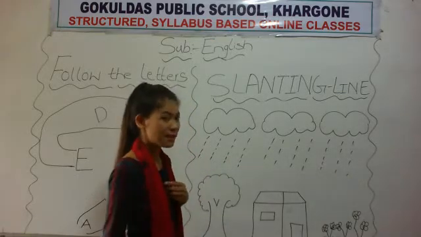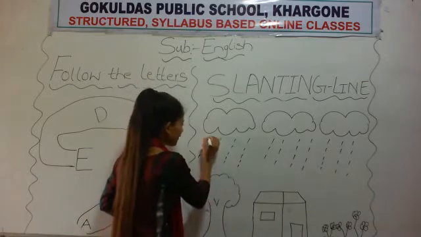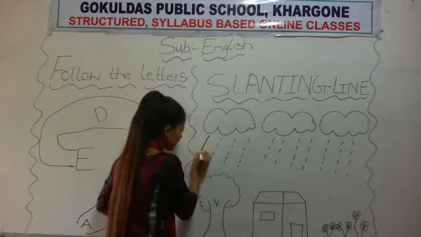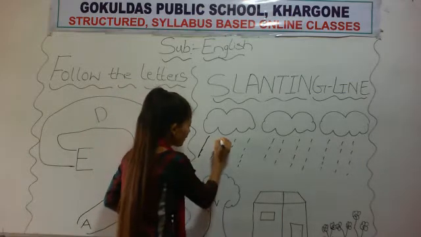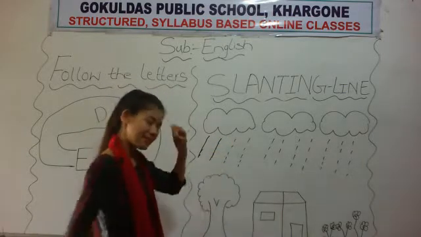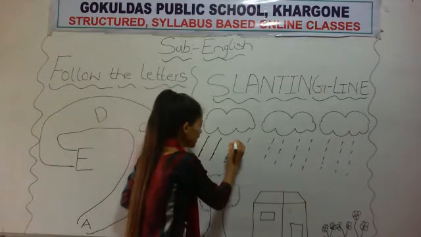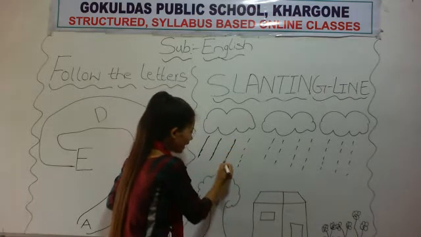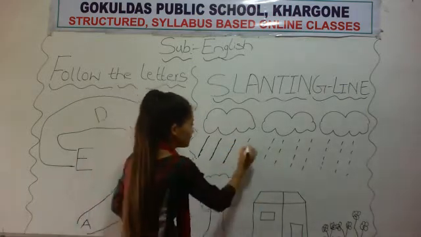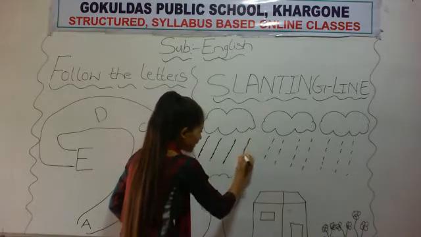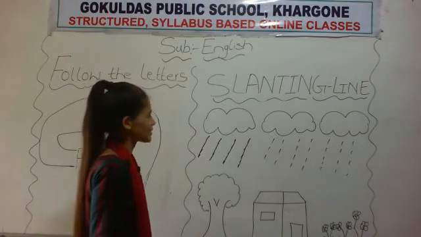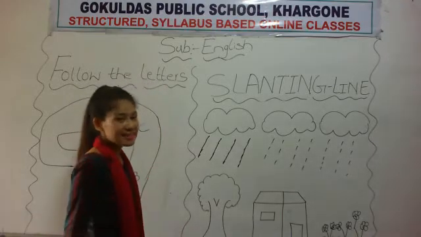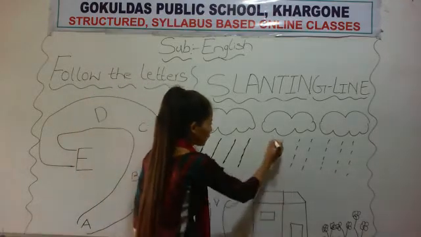Okay, next let's make a slanting line. See, slanting line, make a slanting line. This is slanting line. Which line is this? This is slanting line. Now one more, make your slanting line.